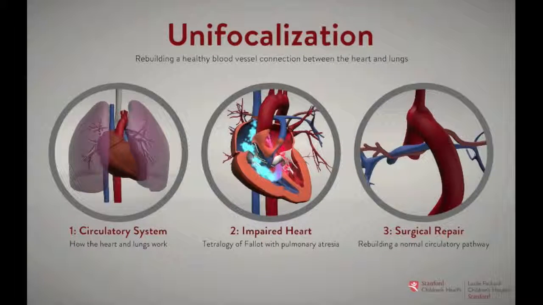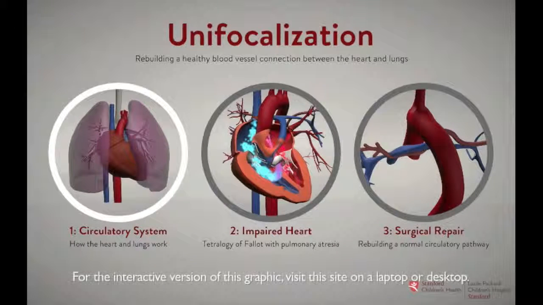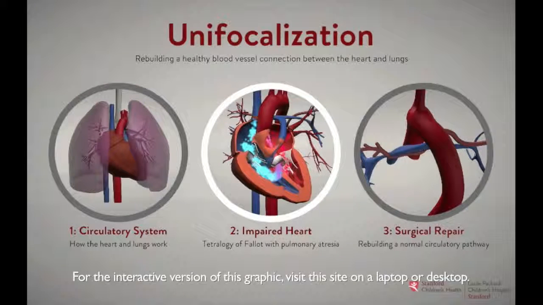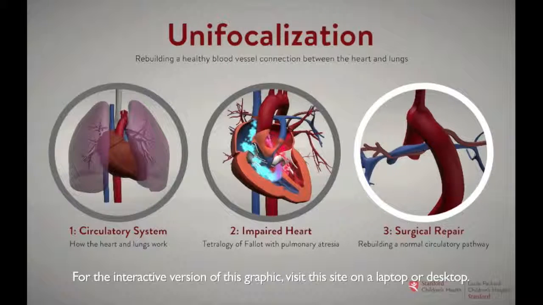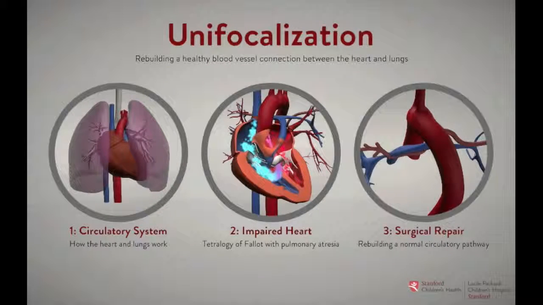This is an interactive explanation of tetralogy of Fallot with pulmonary atresia and the process we use to correct it. You can start with some background on how the heart works, get some basics of this congenital heart condition, or skip to the way Stanford surgeons repair the hearts of these pediatric patients. Or you can go through them all. It only takes a few minutes.